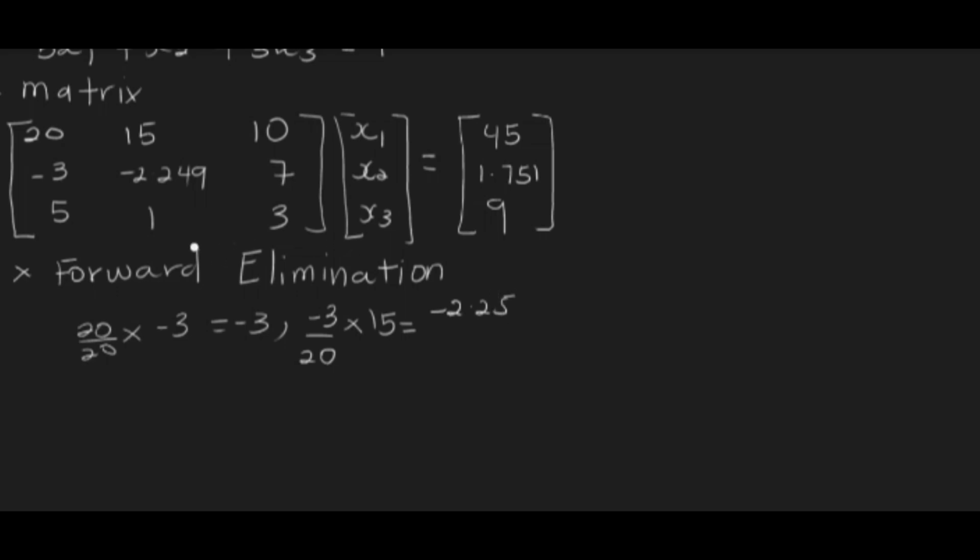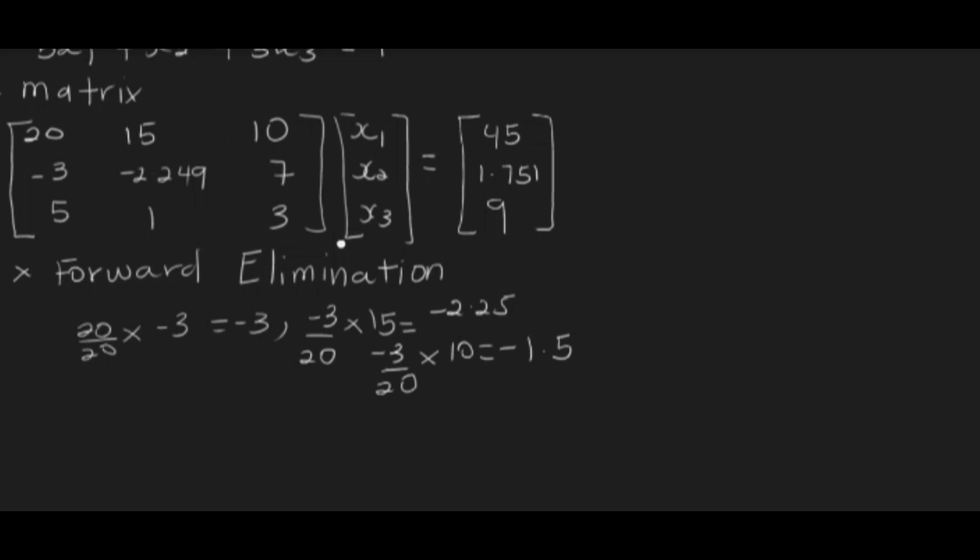Then for the third part, I'm going to get this one multiplying by what? 10. So I can make it negative 3 over 20 by 10. So when I multiply this by 10, what am I getting to? Then I'll be getting negative 1.5. So now I have negative 3, negative 2.25, negative 1.5. This is the modification of the first row entries.